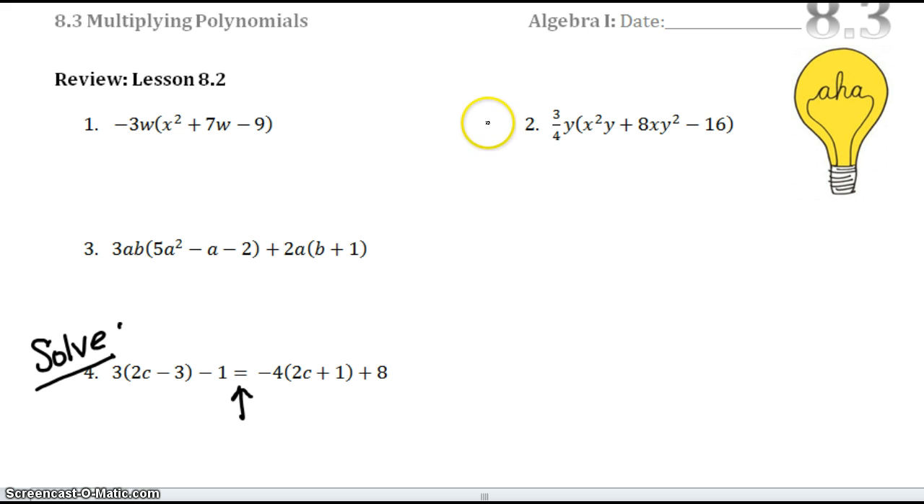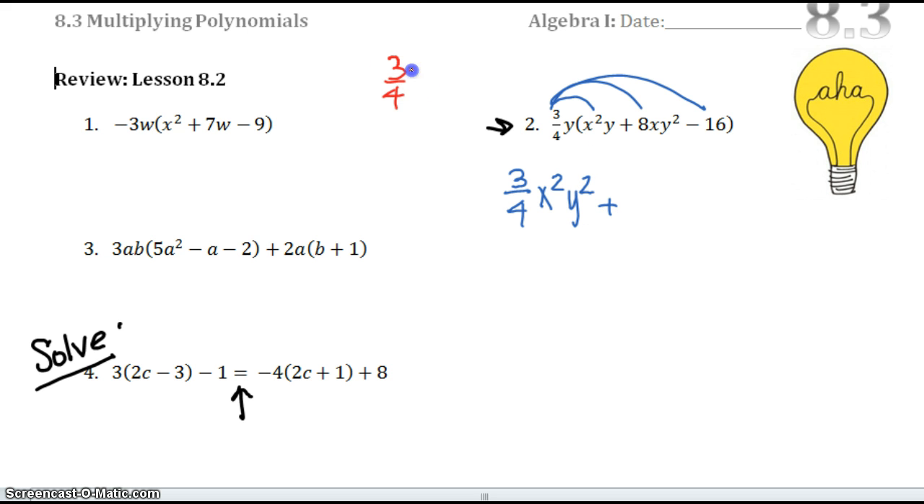But the hardest one on the review, I believe, is number 2, and I'd like to work that one with you, where we have to distribute a 3/4 y times the 3 terms inside of our polynomial, making it a trinomial. So this is an understood 1 in front of our x squared y, so that's just going to be 3/4 x squared y, and y make y squared. But then for the next one, we're going to have to say, what is 3/4 of 8?